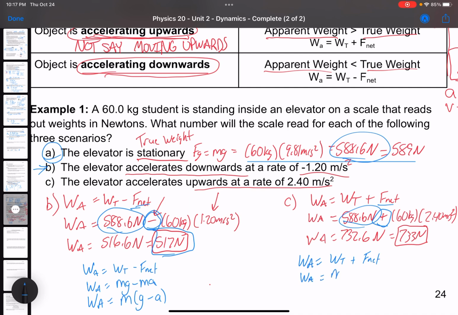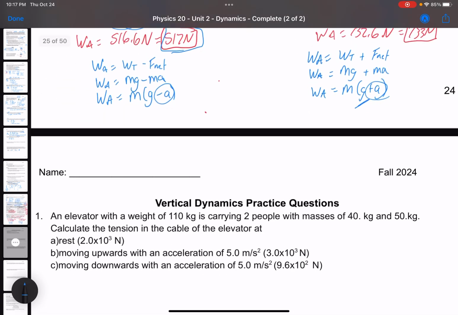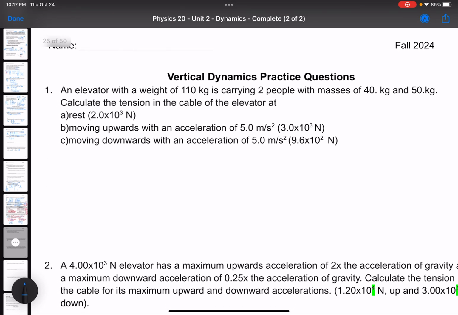So we have mg plus ma. So factor the m out, g plus a. Okay, so to find the apparent weight, it's just the gravity either plus the acceleration or subtract the acceleration, and then multiply by the mass.